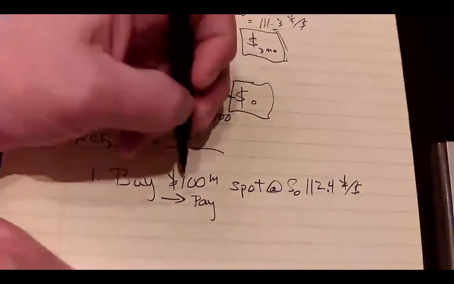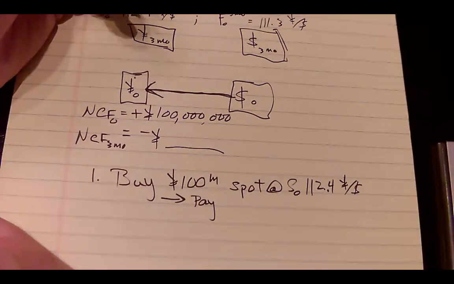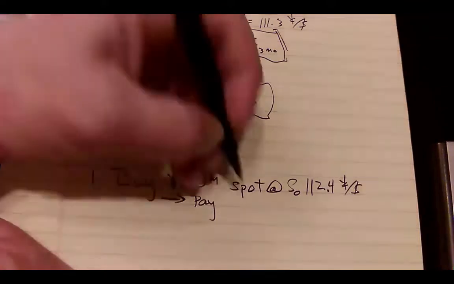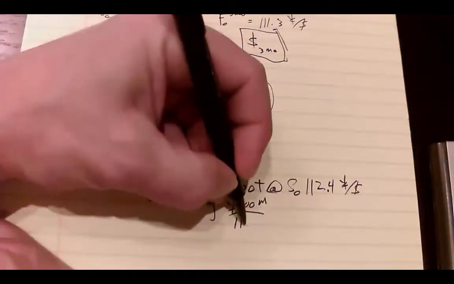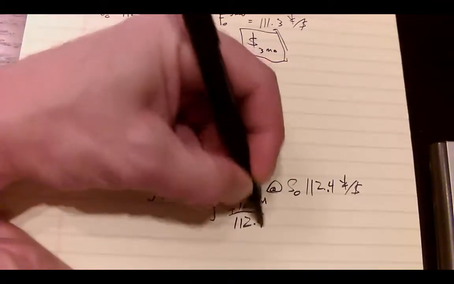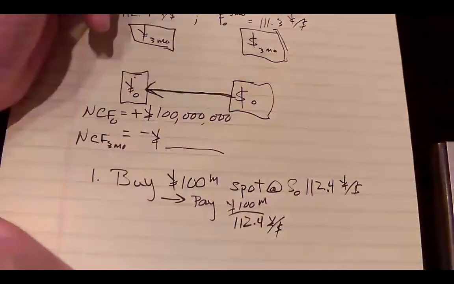So we're going to buy 100 million divided by 112.4. That gives us, well, let's go ahead and write that down: 100 million yen divided by 112.4 yen per dollar. You can kind of see how the yen signs cancel out. You end up with dollars on top.